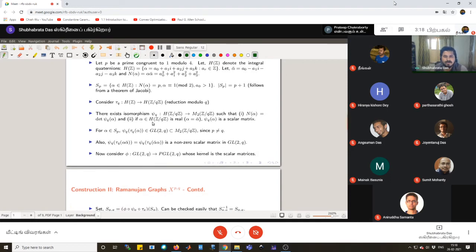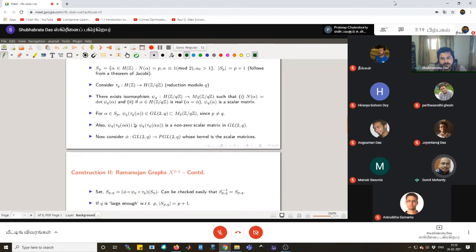So first, take 2 primes, P and Q, both congruent to 1 modulo 4. These are different. There is no other restriction, only that both are congruent to 1 modulo 4 and they are not equal. That's all. No other restriction.